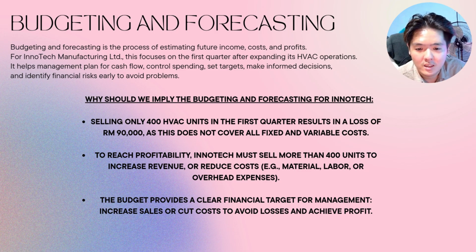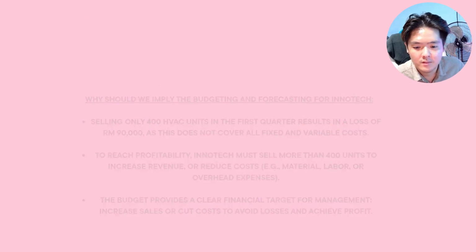To reach profitability, InnoTech must sell more than 400 units to increase revenue or reduce costs. For example, maybe the material, maybe the labor, or the overhead expenses. And finally, the budget provides a clear financial target for management: increase sales or cut costs to avoid losses and achieve profit.